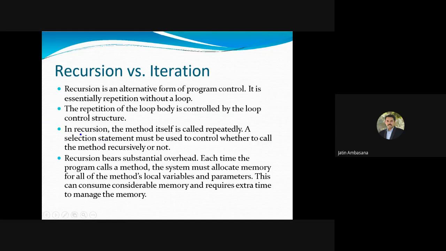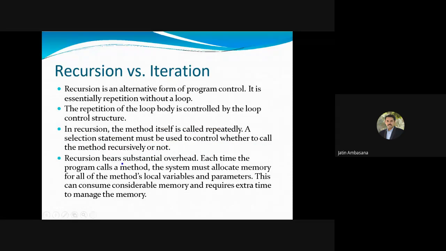Whereas in recursion, the method itself is called repeatedly. So a selection statement must be used to control whether to call the method recursively or not. When we return something, it means we are stopping the call. When we don't return something and we call the method again, it means we are recursively calling it.